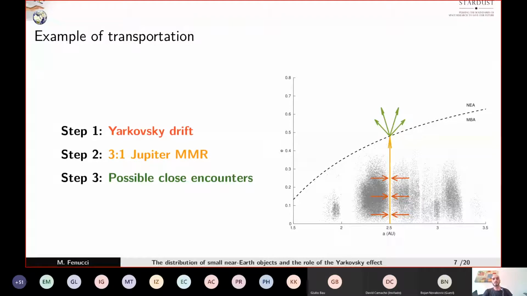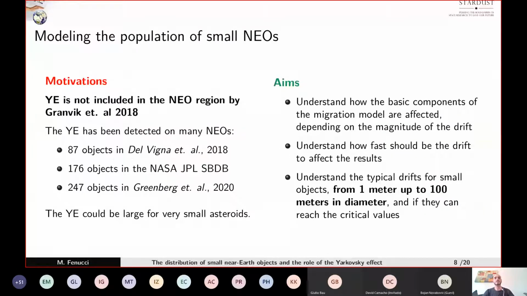So what we want to do is, as I said before, take the Granvik model and try to extend it to smaller objects. The main motivation is that in the Granvik model, the Yarkovsky effect is not included in the dynamics of the NEO region.